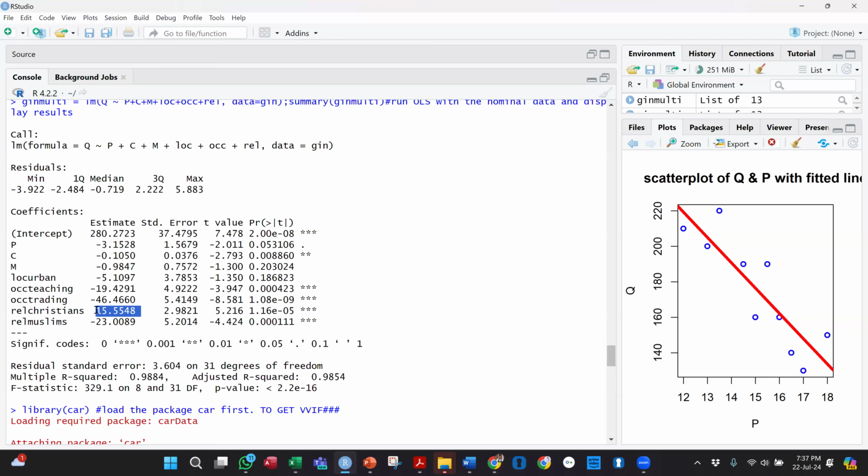Okay, and then you can add, and it is significant by looking at the stars here. You can add, and this is significant. Let me repeat that. On average, given the price and complement price of gin, the average income of the people, location of the shop, and the occupation of the people, quantity demanded is expected or predicted to be 15.55 units more if the people are Christians than Muslims. How you put the words together matters.